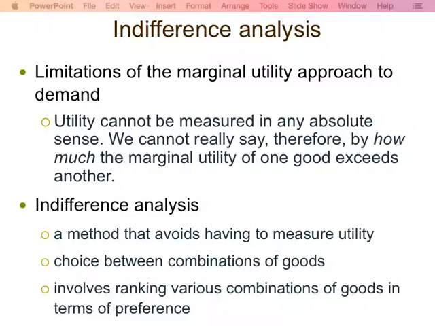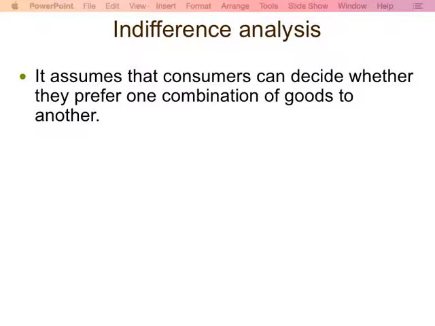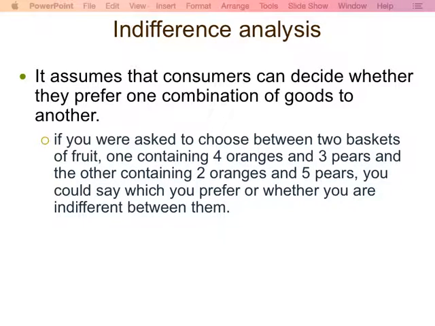Okay, so these are the key points here, and introductory points. But we'll do a little bit of maths again in this case. So let's get started. We assume that the consumers can decide whether they prefer a combination of goods to other combinations of goods. So take an example of this.